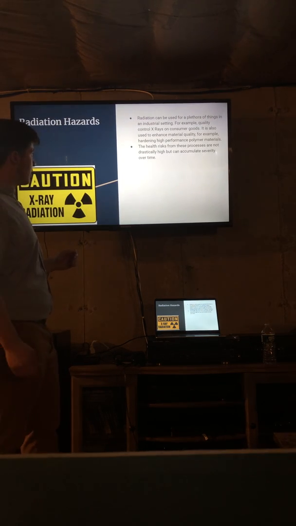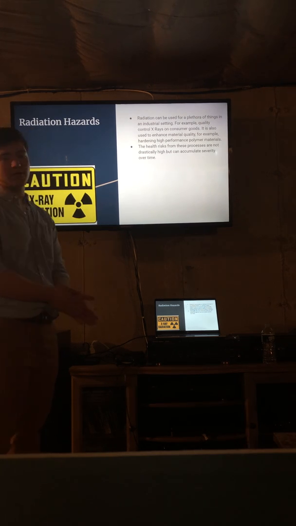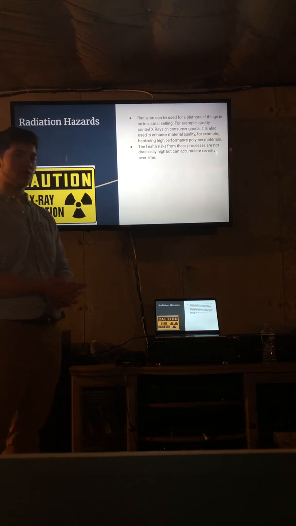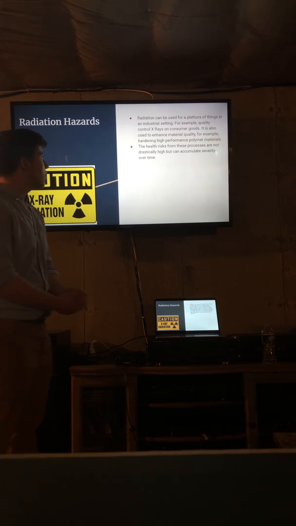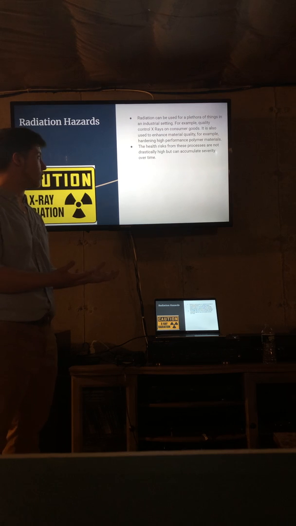And next, what I was talking about earlier is radiation hazards. So radiation can be used for a plethora of things in an industrial setting. When you think of radiation, you don't immediately think industry and plants and stuff like that. But what does come to mind as a common factor is X-rays. A lot of times for quality control, you'll see X-rays being used on more complex parts to make sure the inner machinations are all correct, instead of tearing the thing apart and trying to see how it functions and putting more wear and tear on the machine.